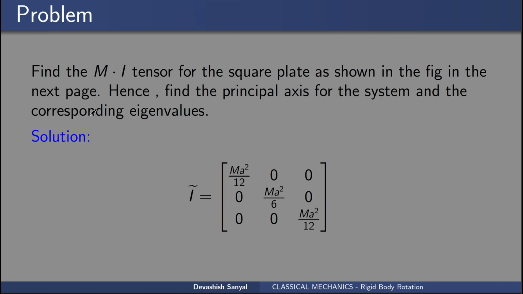Similarly, you can do another problem. Find the moment of inertia tensor for a square plate as shown in the figure on the next page. Hence, find the principal axes for the system and the corresponding eigenvalues. So, this is the figure.